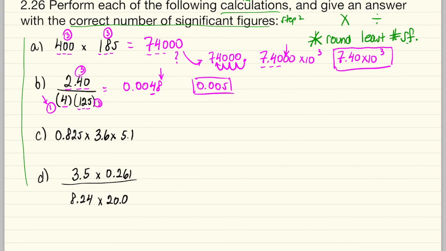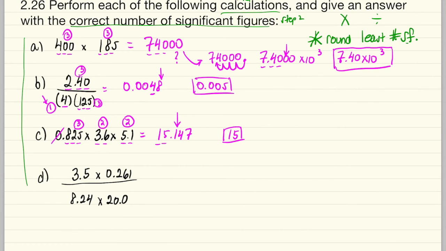This problem C, grab your calculator, 0.825 times 3.6 times 5.1, hit the equal key. I get 15.147. Let's count sig figs. This doesn't count, it's to the left. It's a Pacific Ocean 0. We have 3 sig figs here, 2 sig figs here, 2 sig figs here. So let's identify where those 2 significant figures will be. Let's look at the third one over. Is it less than 5? Yes. So we're going to round this down.